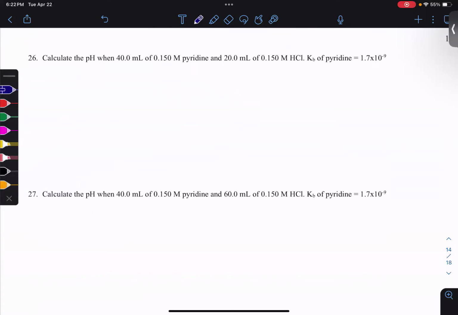Yes? How do you know? HCl. So we're going to do the same treatment. How much pyridine is here? Is that 6? 6 millimoles of base. And then how much strong acid? Is it 3? 3 millimoles of HCl. So HCl is a strong acid, so we have to do a BCA table.